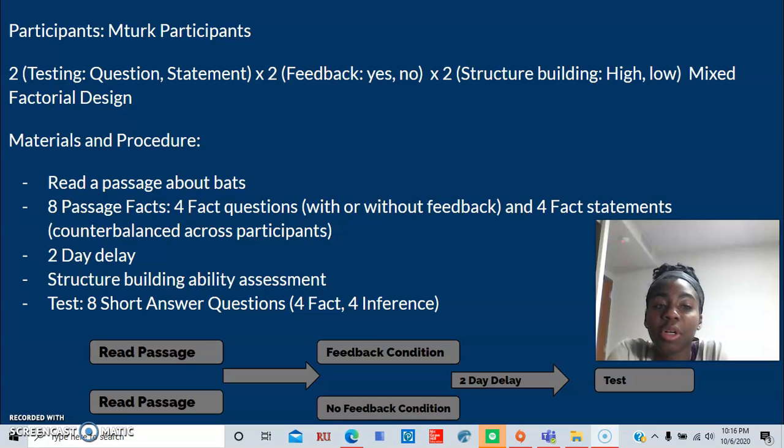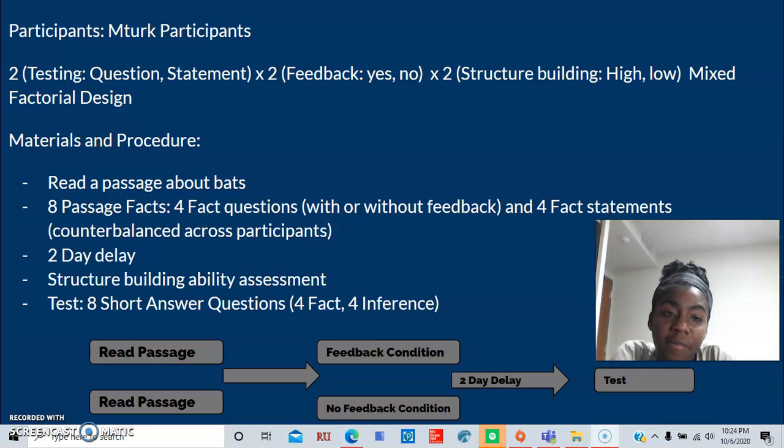We picked fact and inference questions as a part of our design because the fact questions can be used to ensure that the participants are able to recall the facts taken directly from the passage. We also wanted to see who does well with these type of questions. Typically, low structure builders do well with these questions because they are taken straight from the passage and not much of their own interpretation using their mental models is needed.